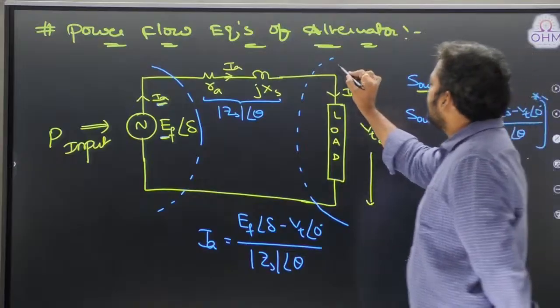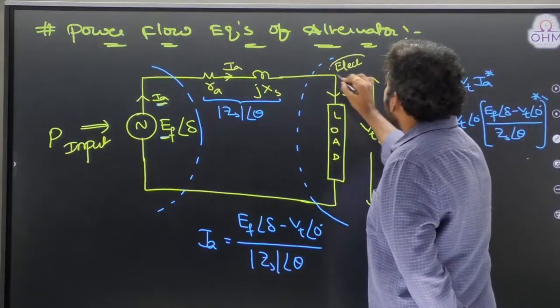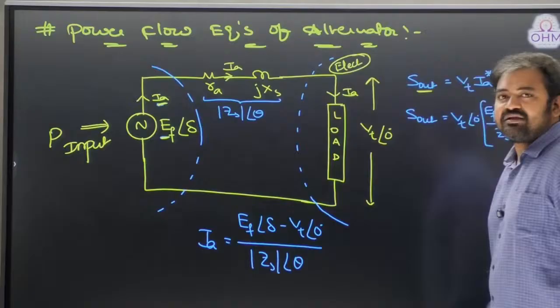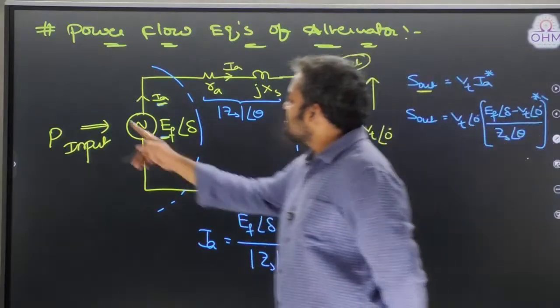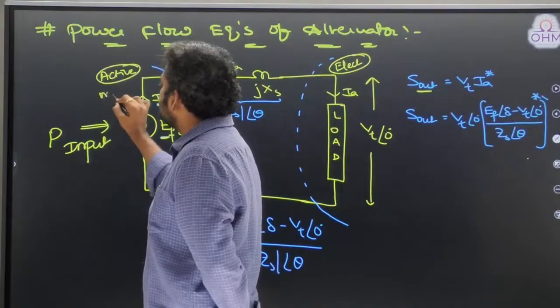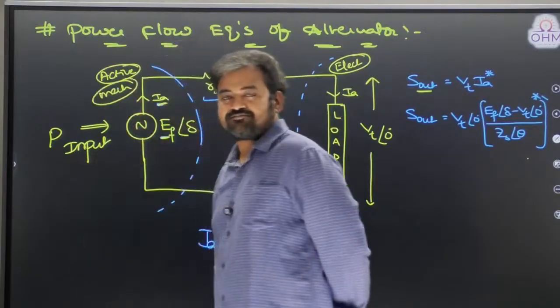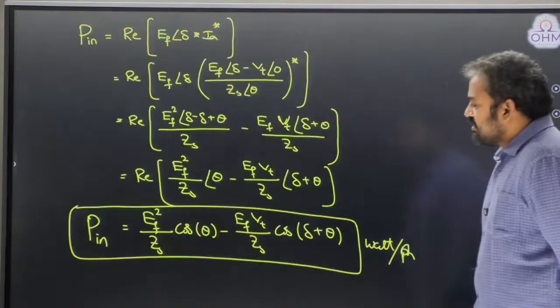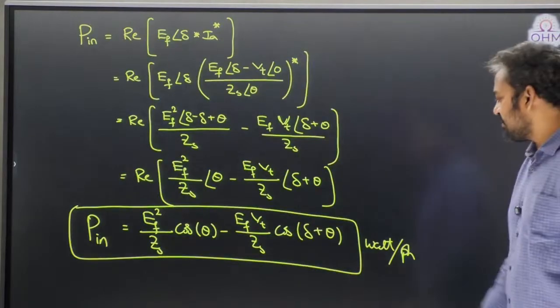On the electrical domain side, we have active power quantity and reactive power quantity also. This is the mechanical power domain, so only active power will be available since it is the mechanical domain. Got it? Okay. So this is about the input power of the alternator.